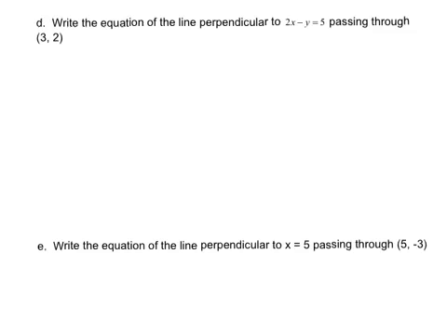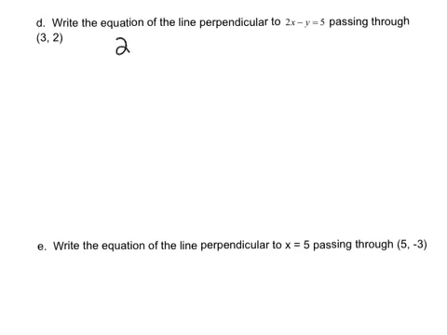Alright, we'll finish with part D, and then we'll do the other two. We'll do part C and E in class. So part D says, write the equation of the line perpendicular to this one, 2x minus y is equal to 5, and passing through this point. So the first thing I have to do is get the slope from this guy. I'm going to steal the slope, find the perpendicular slope, and then find the line equation.